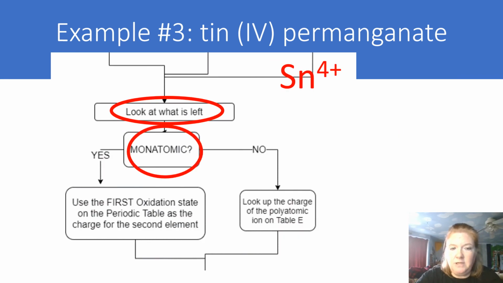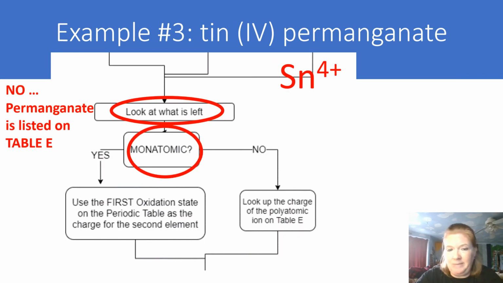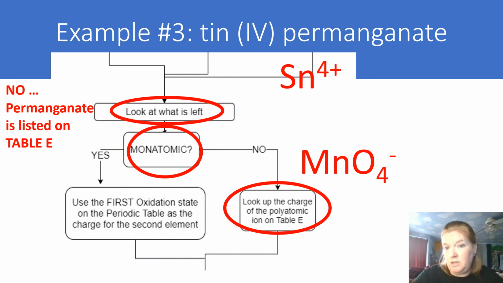Look at what's left. Is it monatomic? No. Well, first of all, I looked and looked and looked on table S and I didn't see any kind of version of permanganate. So check table E. Permanganate is listed on table E. So look up the charge. Well, that's the formula for permanganate, and that's the charge, just -1. And we don't write the 1.